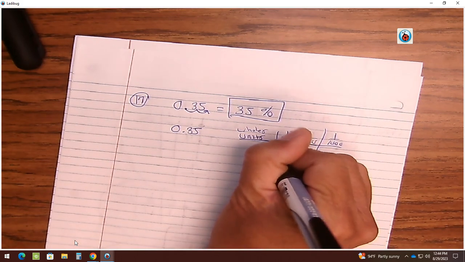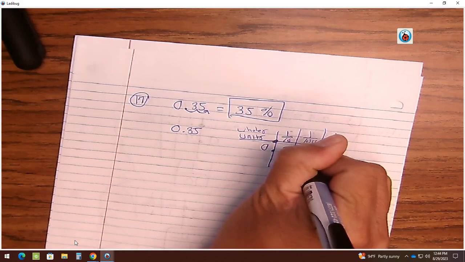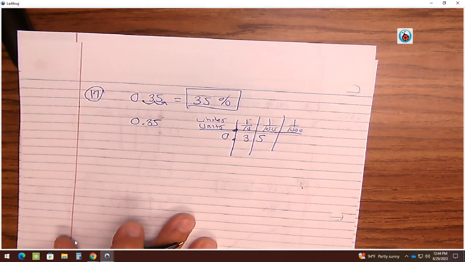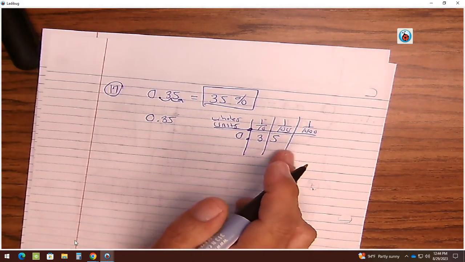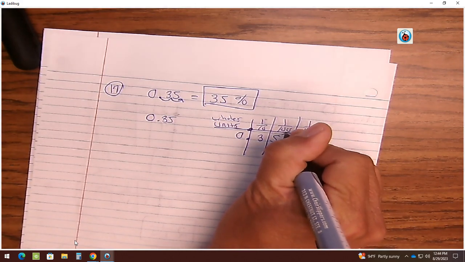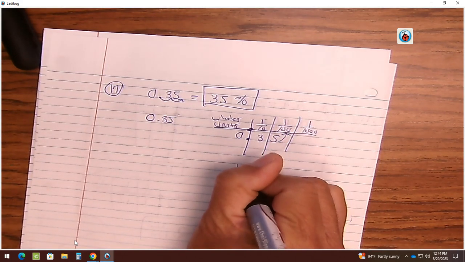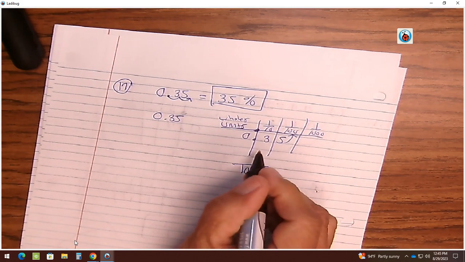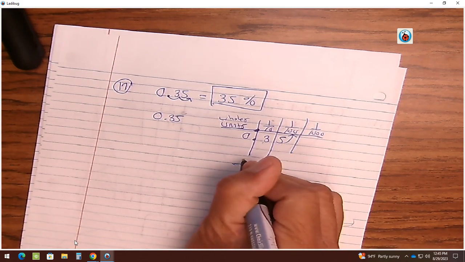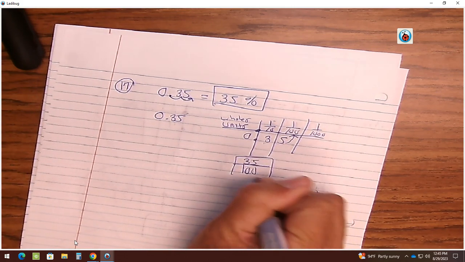0.35. Now to create a fraction out of this, once you place in the place value chart, you will say, check where did I stop? I stopped in the 100. So that goes on the bottom. What number is it? 35 parts. 35 is on the top. That would be the answer.